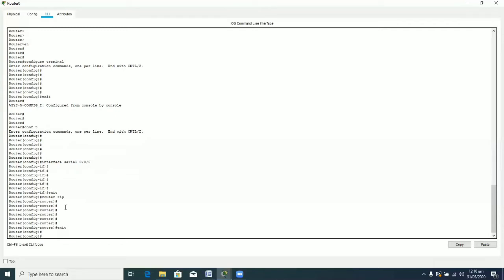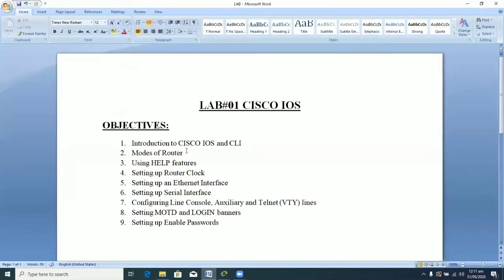So basically these are the different modes of the router that are available to you. If someone asks you the basic modes, then with the greater than sign, it is the user mode. With the hash sign, it is the privilege mode. With config hash sign, it is basically the global configuration mode. And with config-something, that will be the specific configuration mode for your router.